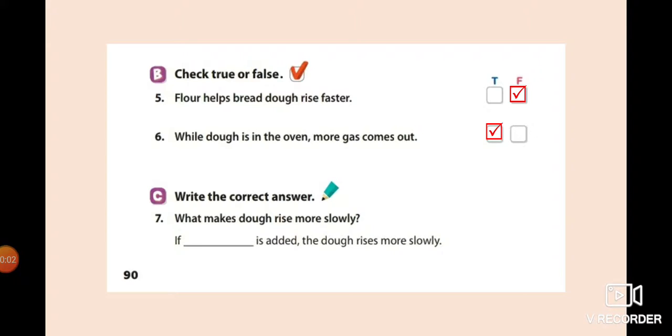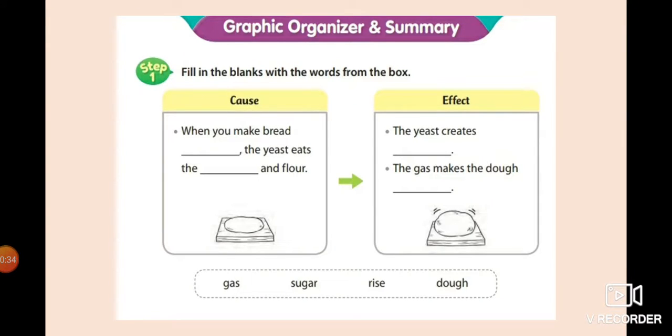C. Write the correct answer. What makes dough rise more slowly? Okay. If salt is added, the dough rises more slowly. Remember that part. If you add sugar, the dough rises faster. But if you add salt, the dough rises more slowly. Exactly. For that reason, in that case, the correct answer is salt. Excellent. Now we pass to page 91.